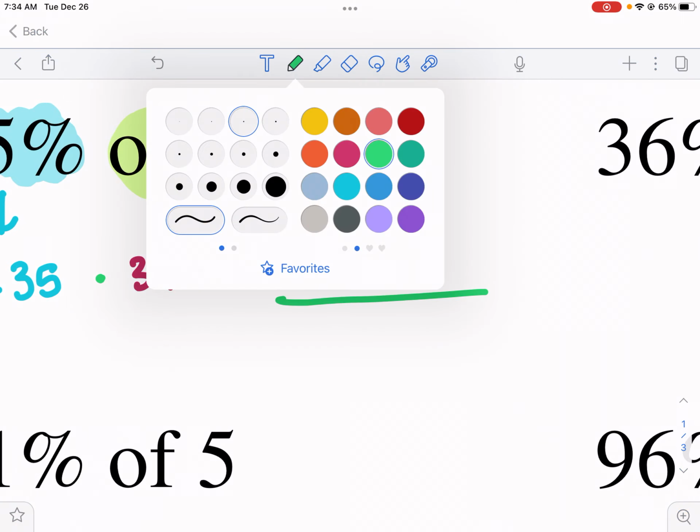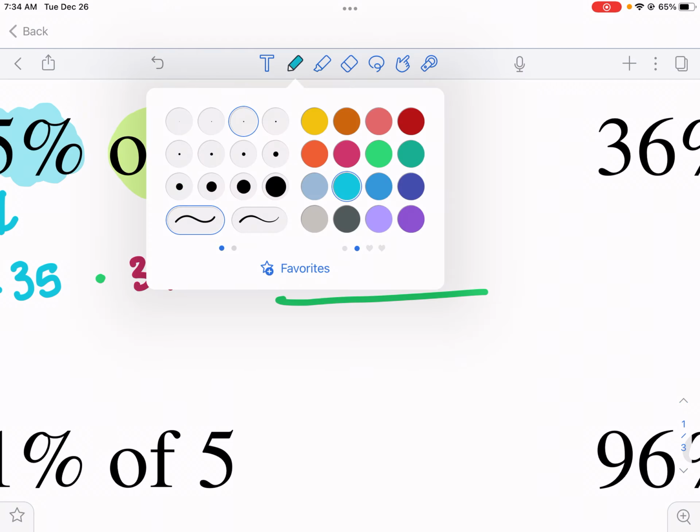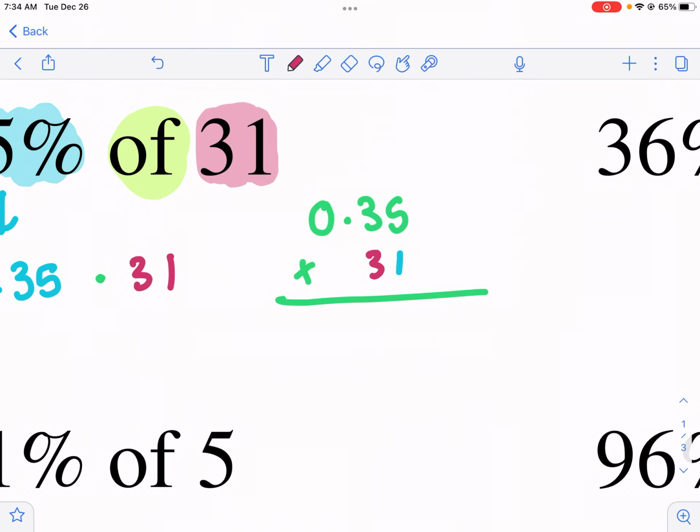First thing I'm going to do is erase this and change the color, just to show you the standard algorithm in case you're unfamiliar. So I'm going to write this is 31. I'm going to start by multiplying the 1 times all those digits in the top. So 1 times 5 gives me 5. 1 times 3 gives me 3. And I don't need to do the 1 times the 0, so I'm just going to leave it, because it's just going to be 0.